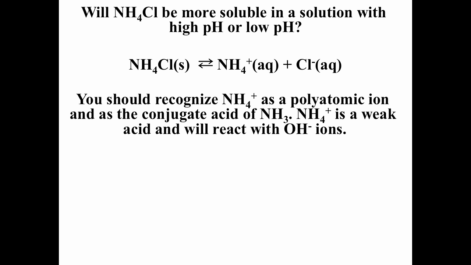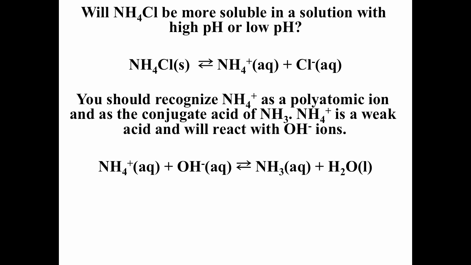So will ammonium chloride be more soluble in a solution with a high pH or low pH? And so again, recognize ammonium chloride dissolves into ammonium ions and chloride ions. Remember, the polyatomic ions are important because they stay together as a group. The ammonium ion is a polyatomic ion. Now you should recognize that the ammonium ion is the conjugate acid of a weak base. And so it's going to be acidic, and so it's going to react with hydroxide ions. And the higher the pH, the more hydroxide ions you have.